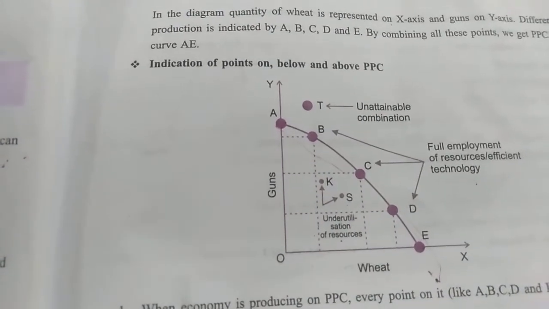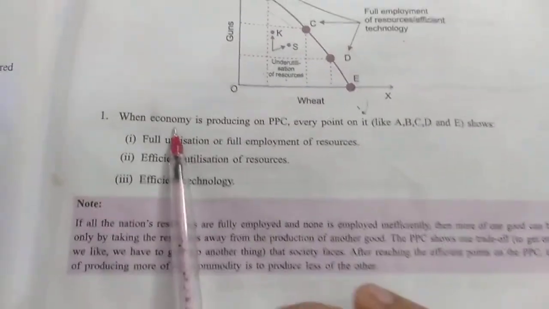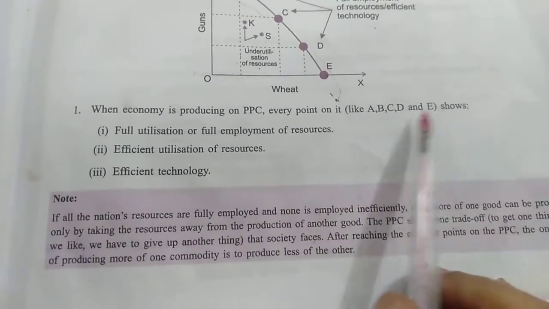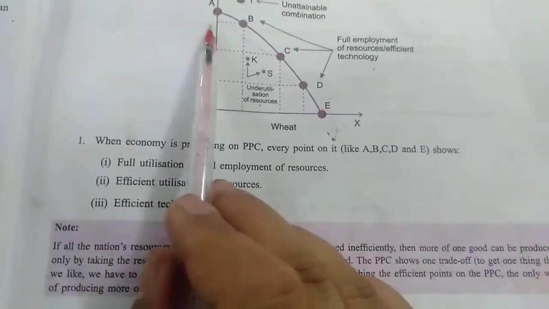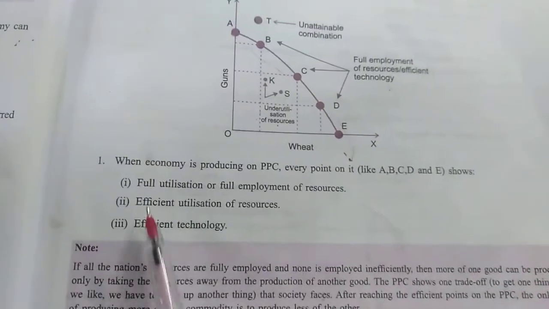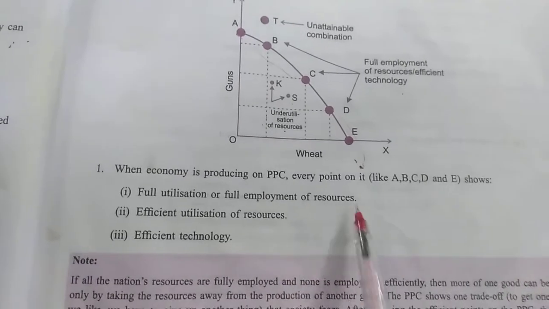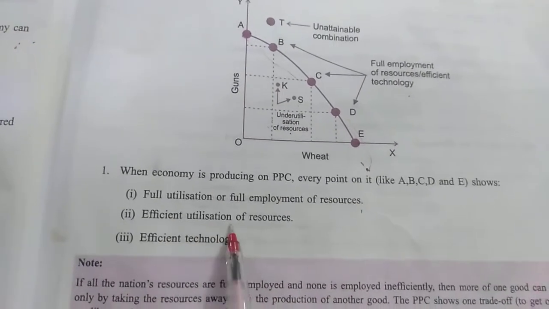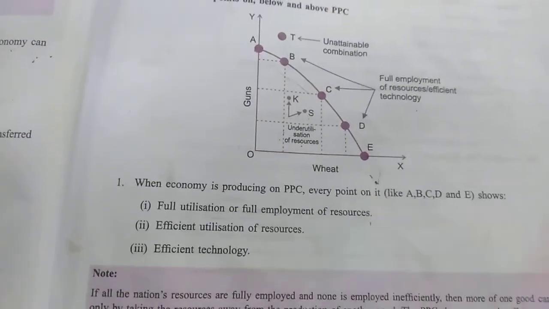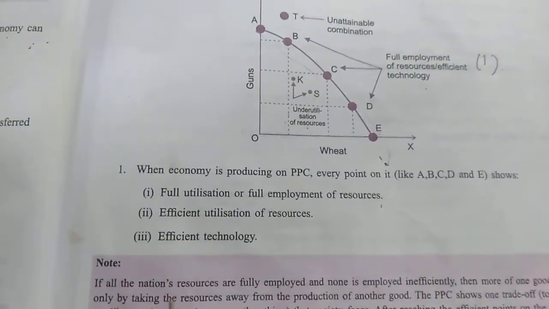Fine. Now, the first situation we will be discussing is when the economy is producing on the PPC, every point like A, B, C is shown. What are these points A, B, C, D and E showing? These are showing that full utilization, full employment of the resources is done. Second, efficient utilization of resources is done. Efficient technologies are used in the production. This is the first situation which we have studied here. I hope it is being very clear to you.